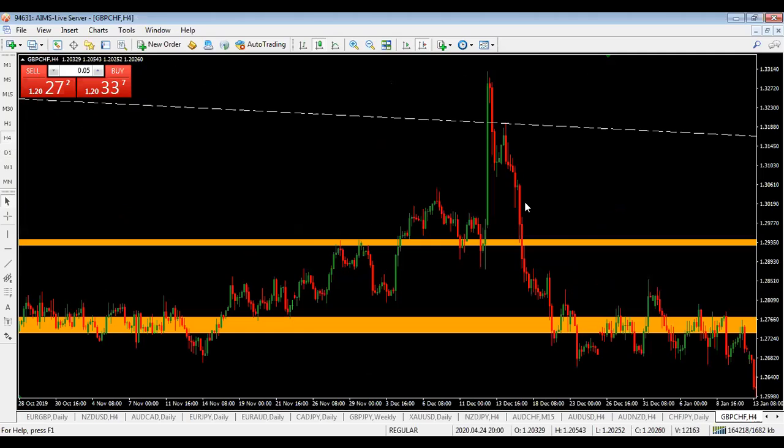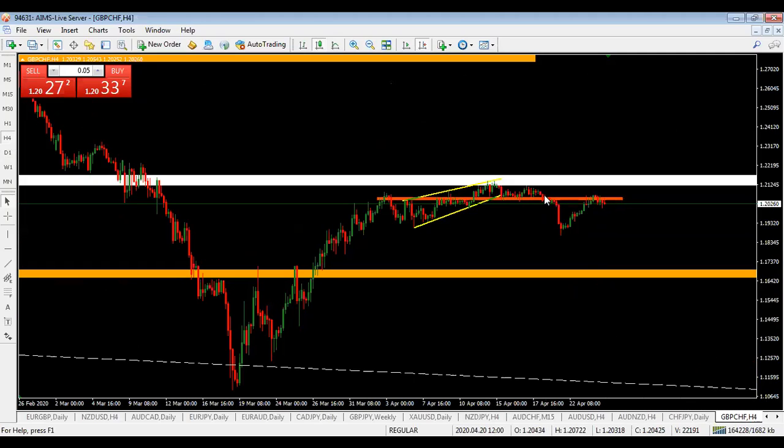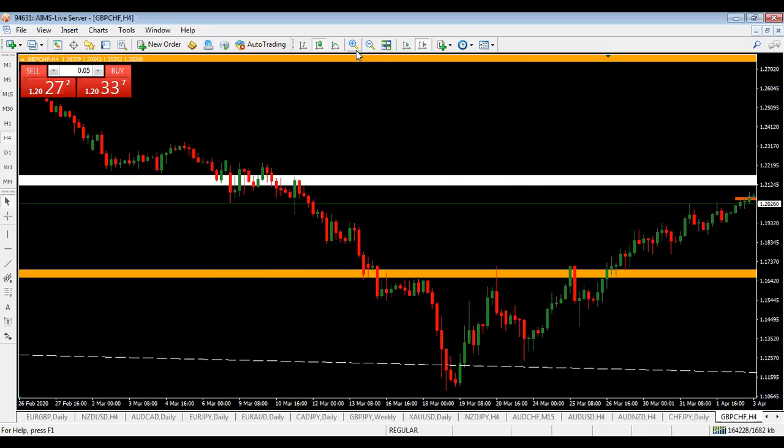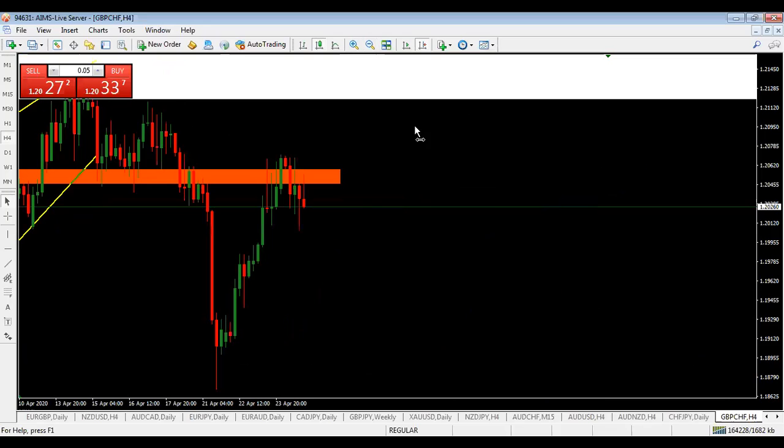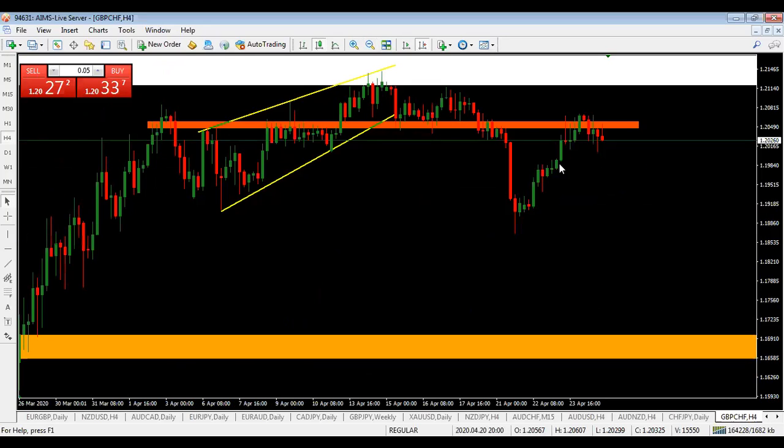we had it that price broke below this structure here and came back for a retest. So from this point, we can open a sell from this zone, which is a very good area, while our stop loss will be above, and we'll target this zone here.